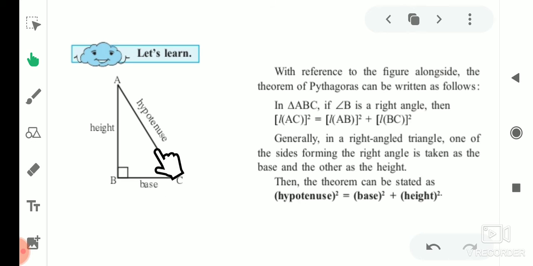So what will be here? Length of AC square will be equal to length of AB square plus length of BC square. So generally we write it as: hypotenuse square of any right angle triangle will be equal to base square plus height square.